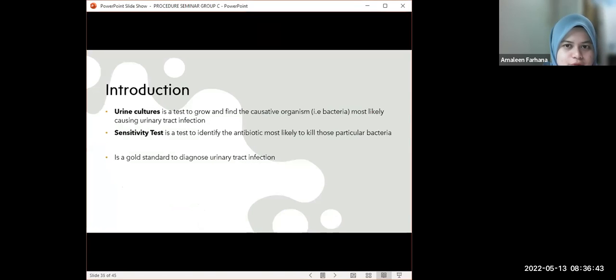Okay, so what is urine culture and sensitivity? Urine culture is a test to find the causative organism that is most likely causing urinary tract infection, such as bacteria, E. coli, Klebsiella, or Proteus mirabilis. Meanwhile, the sensitivity test is a test to identify the suitable medications or antibiotics to treat the UTI. So basically, urine C&S is the gold standard to diagnose urinary tract infection.